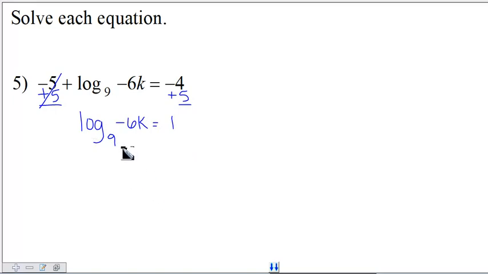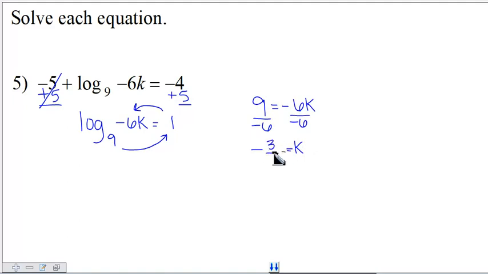Now that I have a single logarithm, I can use the loop to solve. So 9 to the first power is equal to -6k. Divide both sides by -6 and reduce your fraction if you can. So my final answer is -3/2. Again, test it. If I put the -3/2 where the k is, -6 times -3/2 results in a positive number. So I'm okay. I can go ahead and circle my answer.